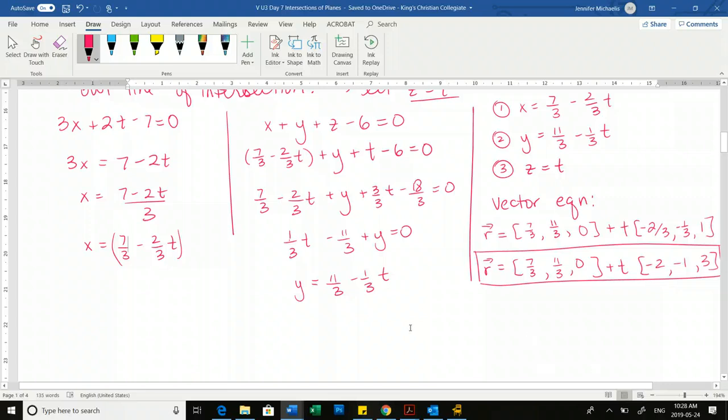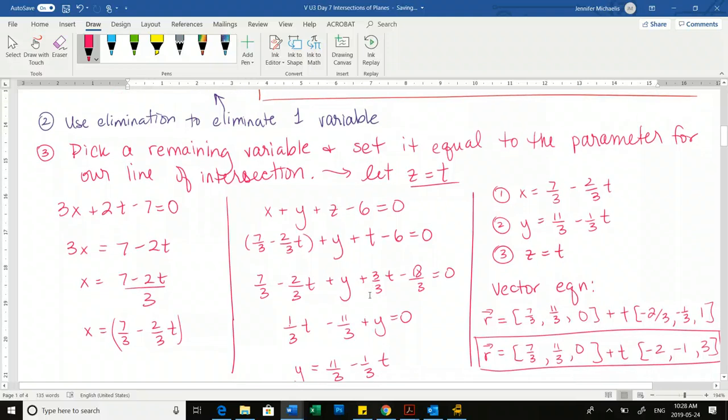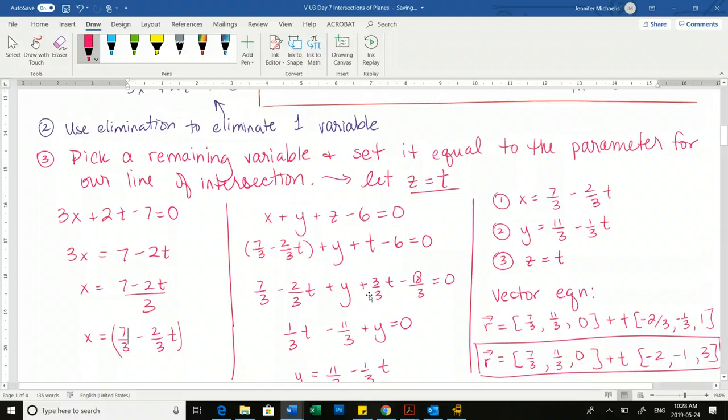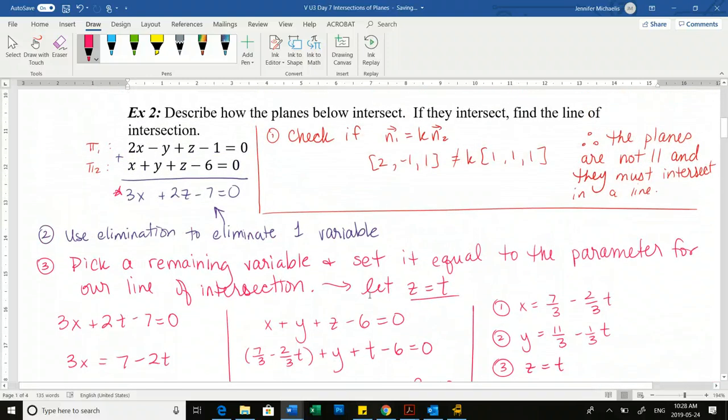How could I check my answer? What are we plugging into the main equation? Plug t in where? But there's no t in here.